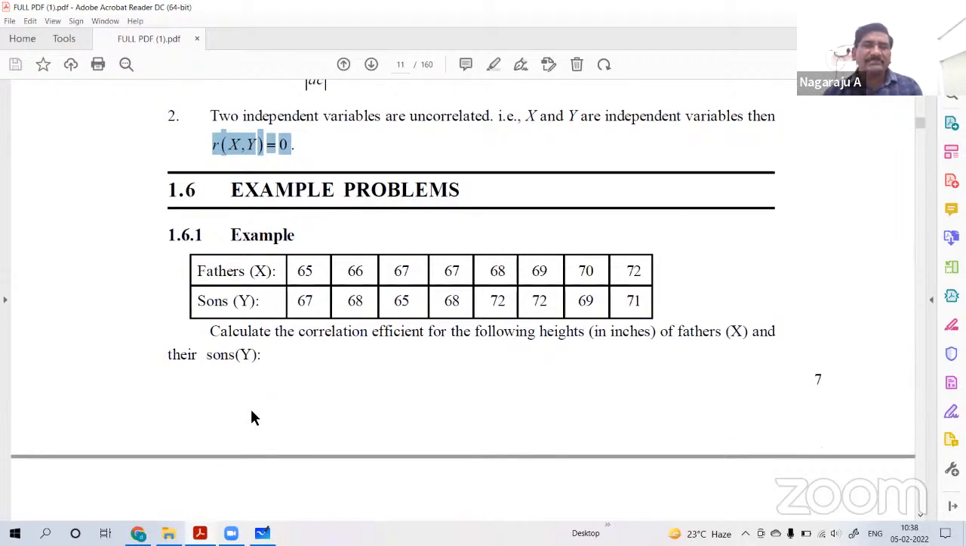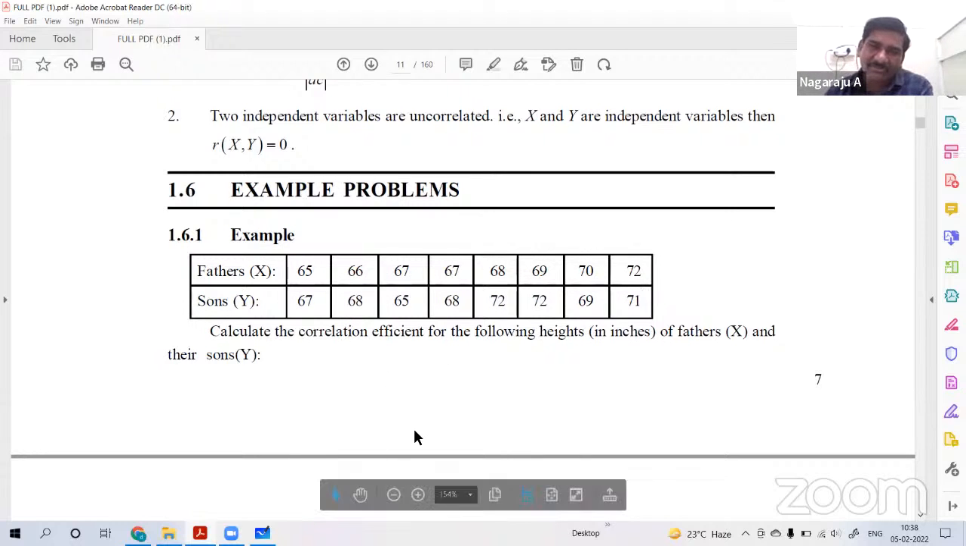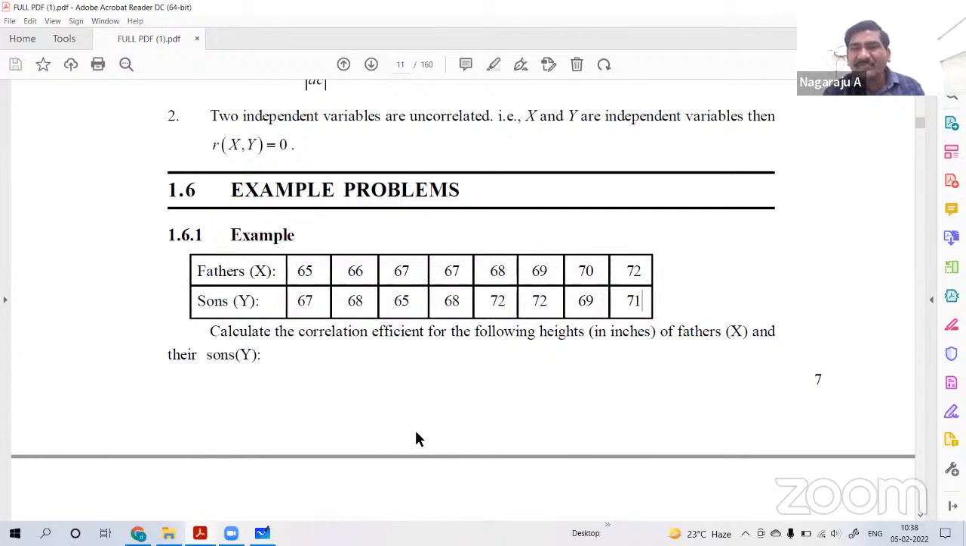Here I'm taking an example with given data of a father and a son. The father does some work, and the son does the same work. I want to check whether the work of the father and the son is correlated or not, or whether there is a variation. That is what I want to identify.